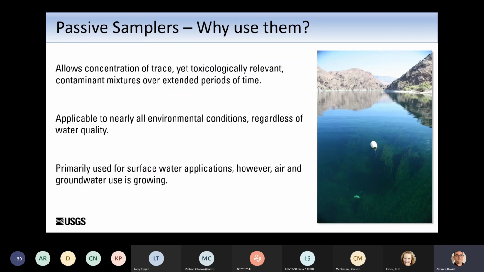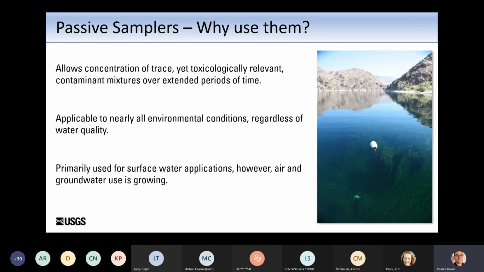Passive samplers. Why use them? Passive samplers can offer advantages over other types of traditional sampling techniques as they allow for the concentration of trace but potentially toxicologically relevant mixtures of chemicals over time. And the samplers function in nearly all environmental conditions regardless of water quality.